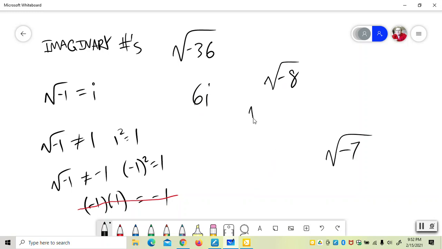-8, well, that's -4 times 2. You look for your perfect square. The square root of 2 does not change. The root of -4 is 2i. So 2i root of 2, plus or minus technically. And in this case, 7 can't be rooted at all, so we just pull out i and leave it as it is. Simple as that.